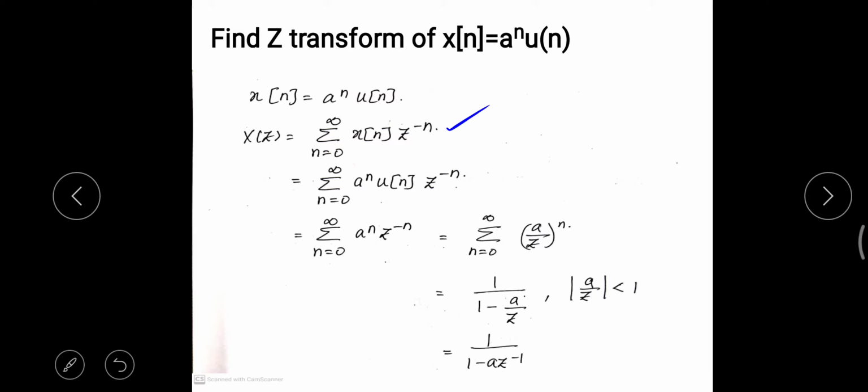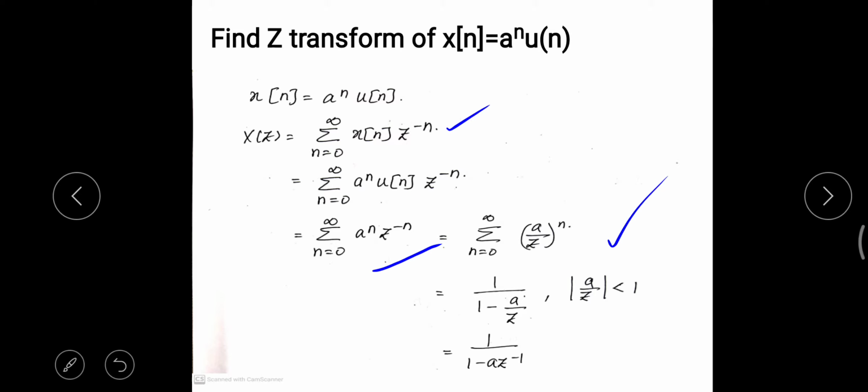Now here the base is common, so we can group the terms. So I can group like a z inverse whole to the power of n. Z inverse can be expressed as 1 by z. Now it is simply a by z whole power n. Now we know the geometric series formula. Whenever the summation n is equal to 0 to infinity a power n, provided that mod of a is less than 1, I can apply the formula 1 by 1 minus a.